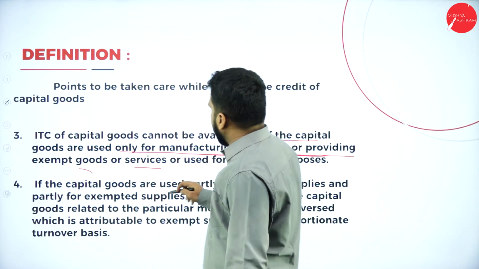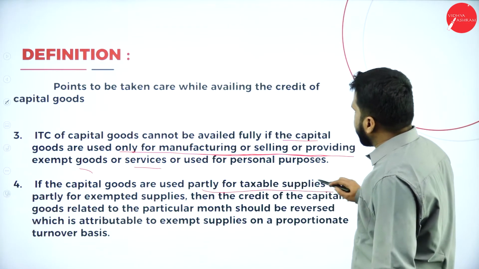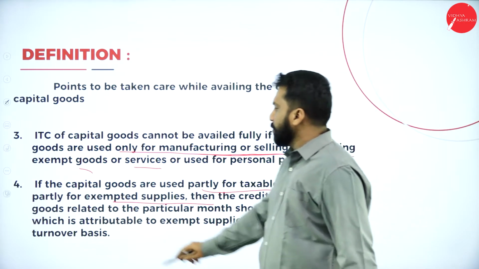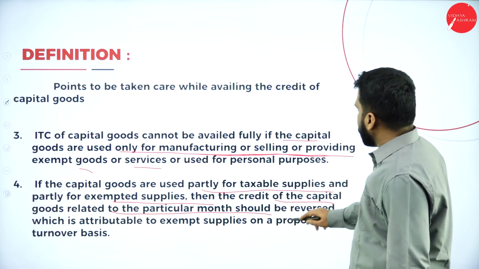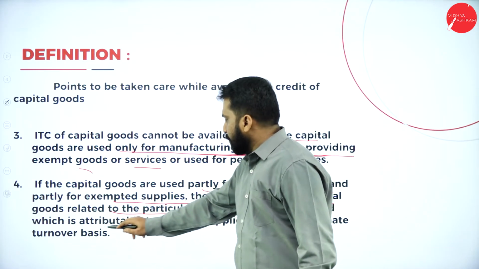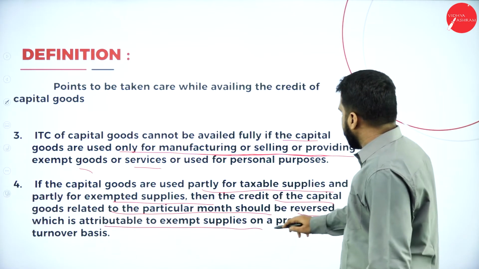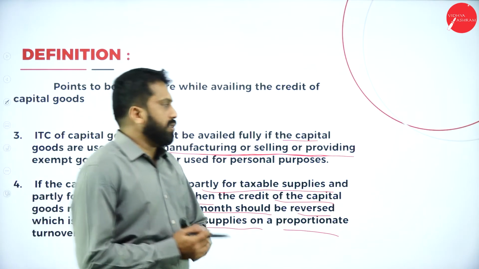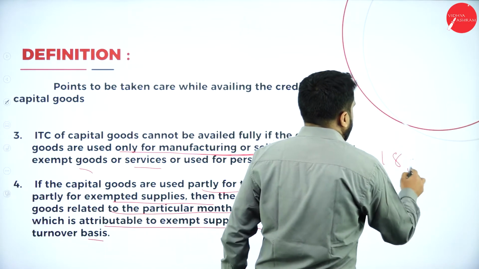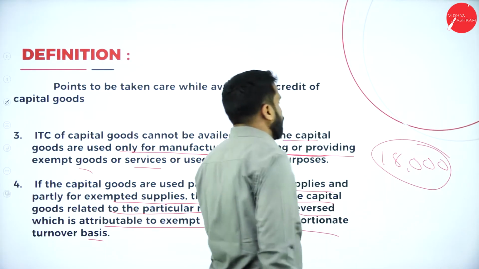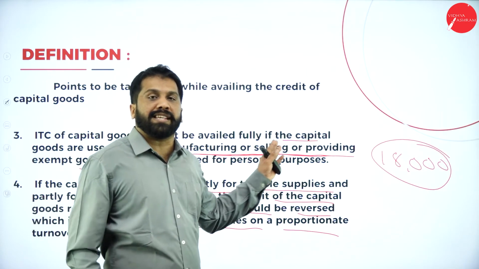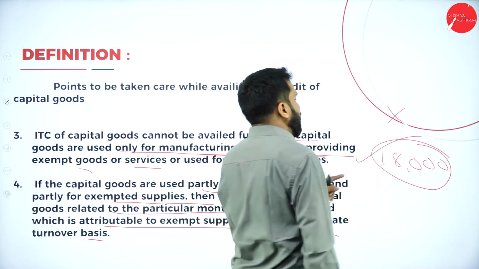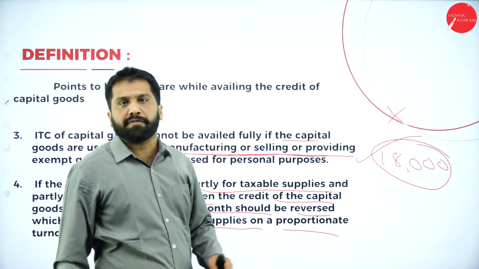Next, if the capital goods are usually partly for taxable and partly for exempted, then the credit of the capital goods related to the particular month should be reversed, which is attributed to exempt supplies on the proportionate turnover. Like, so what happens? Your input is 18,000 already paid. Your output tax is 0. Why? Because it is exempt. Exempt means there is no tax only. Whatever you paid, you cannot claim in your lifetime.